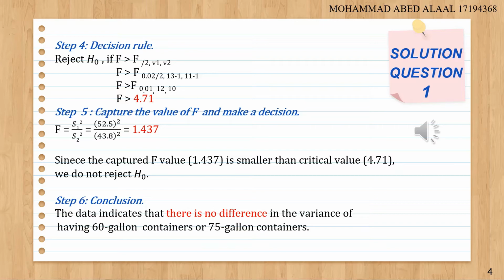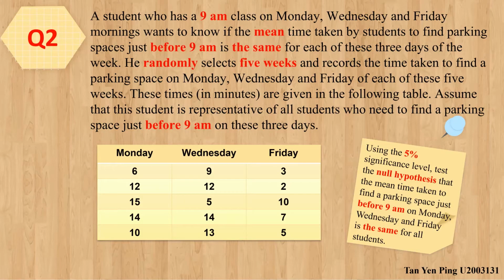I will pass to Yan Ping. Thank you, Muhammad. I'm Yan Ping. So now let us continue with Question 2. A student who has a 9 a.m. class on Monday, Wednesday, and Friday mornings wants to know if the mean time taken by students to find parking spaces just before 9 a.m. is the same for each of these 3 days of the week. He randomly selects 5 weeks and records the time taken to find a parking space on Monday, Wednesday, and Friday of each of these 5 weeks. These times in minutes are given in the following table.